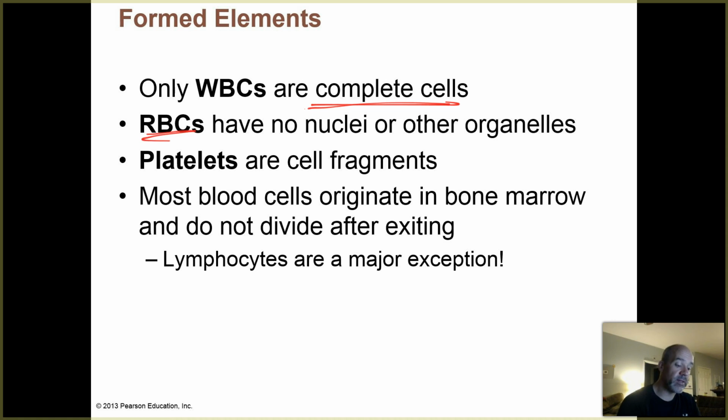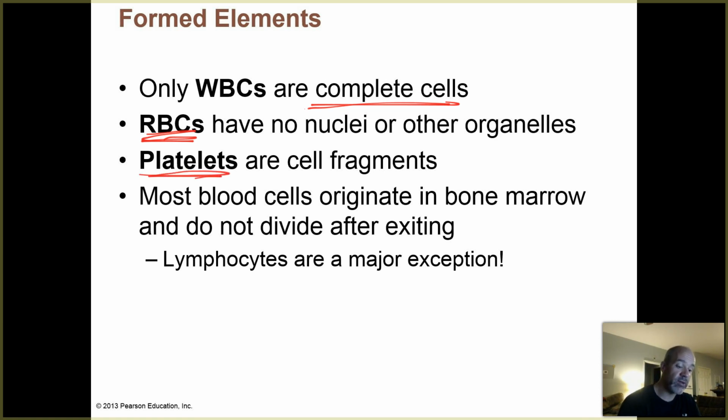Your red blood cells have no nucleus or other organelles. Your red blood cells come from the bone marrow, along with all of your other blood cells and other formed elements. But your red blood cells actually lose their nucleus and these other organelles before they take on the role of red blood cell type work. So you'll be learning more about that shortly.